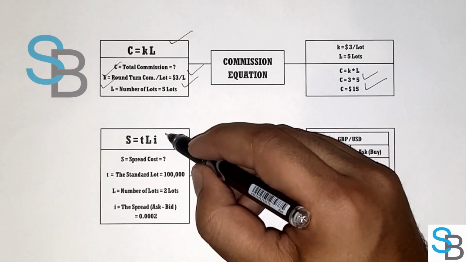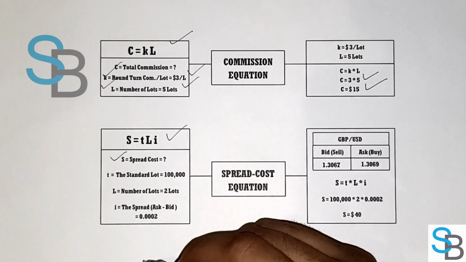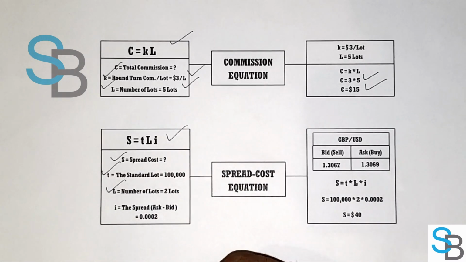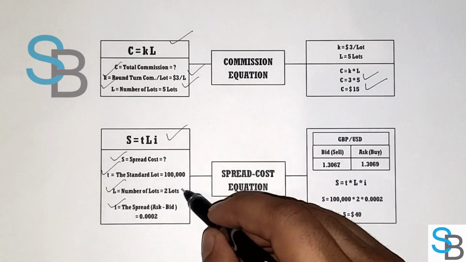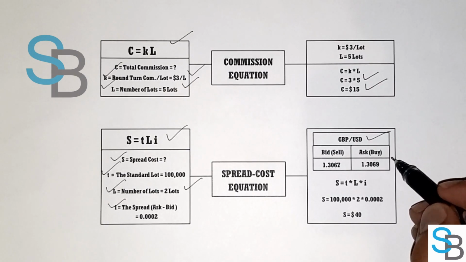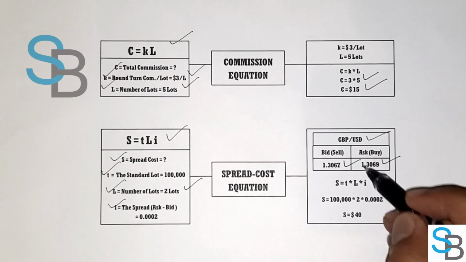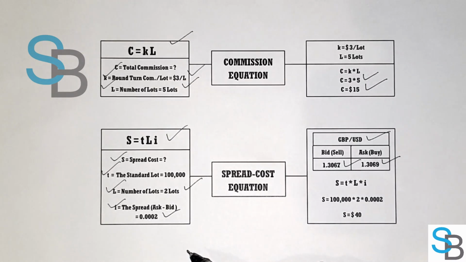Let's come to the spread cost equation. S is the spread cost we want to calculate, T is the standard lot, L is the number of lots, and I is the spread or the difference between the ask and bid price. Let's say we want to trade 2 lots of GBP USD, and if we subtract the ask and bid price, 1.3069 minus 1.3067, we get a spread of 0.0002 or 2 pips, which is our I value.